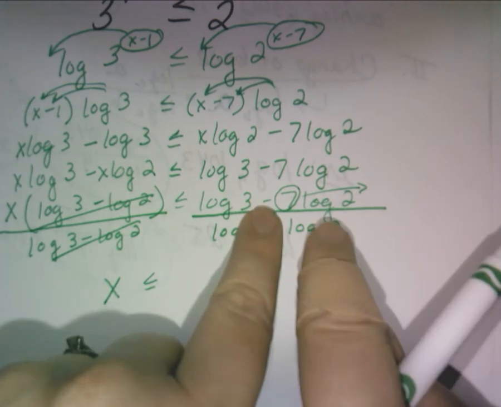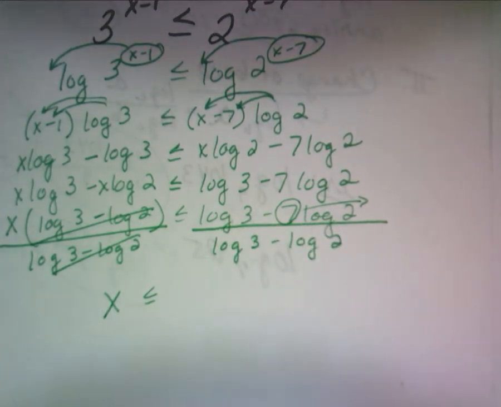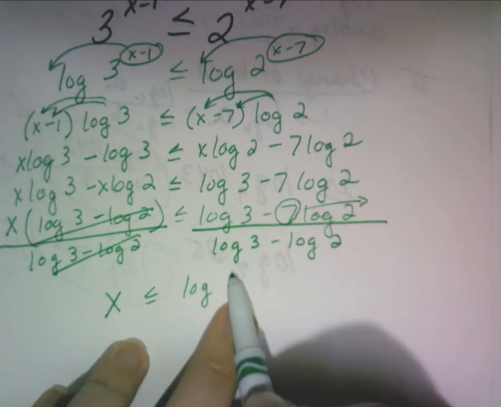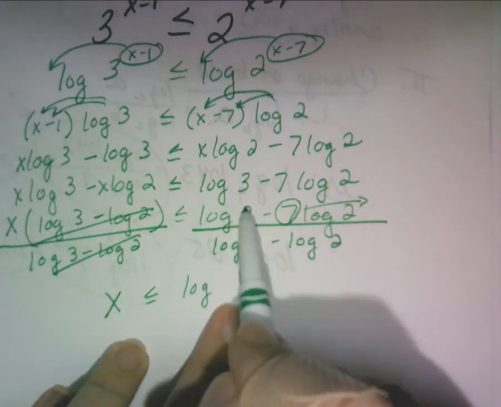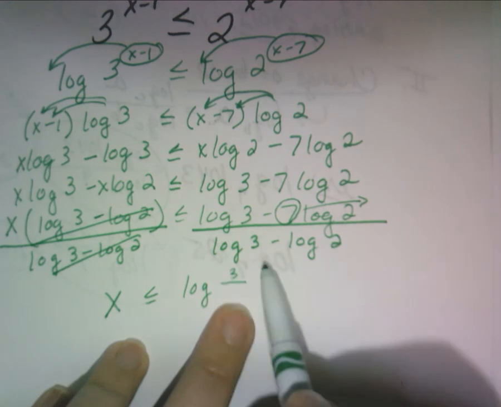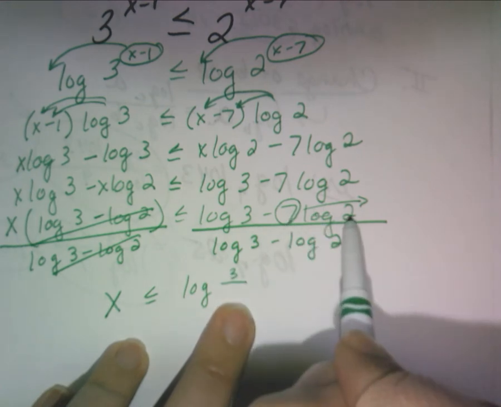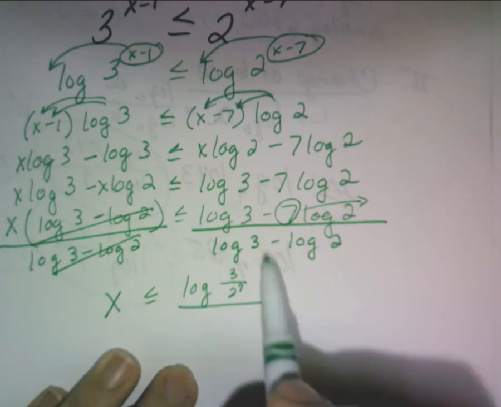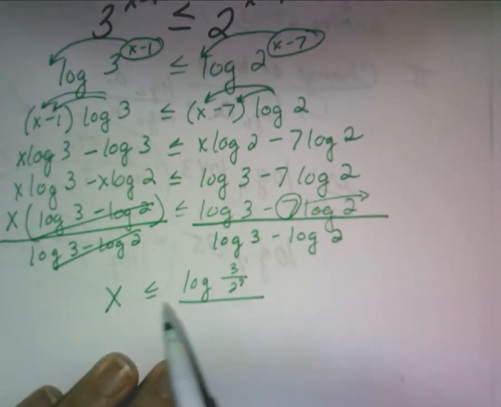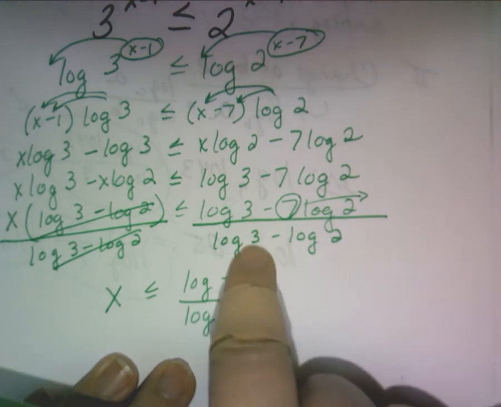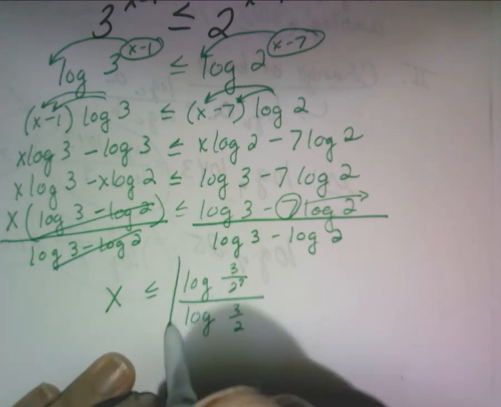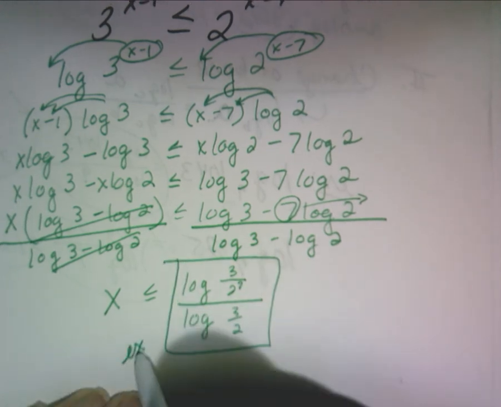And what do you do when you subtract logs? How do you write it as one log? What do you actually do with them? So the log of what over what? What comes first? 3 over 2 to the 7th. That would be the top. What would be the bottom? Log of, we're subtracting again, 3 over 2. That, my friends, is exact.